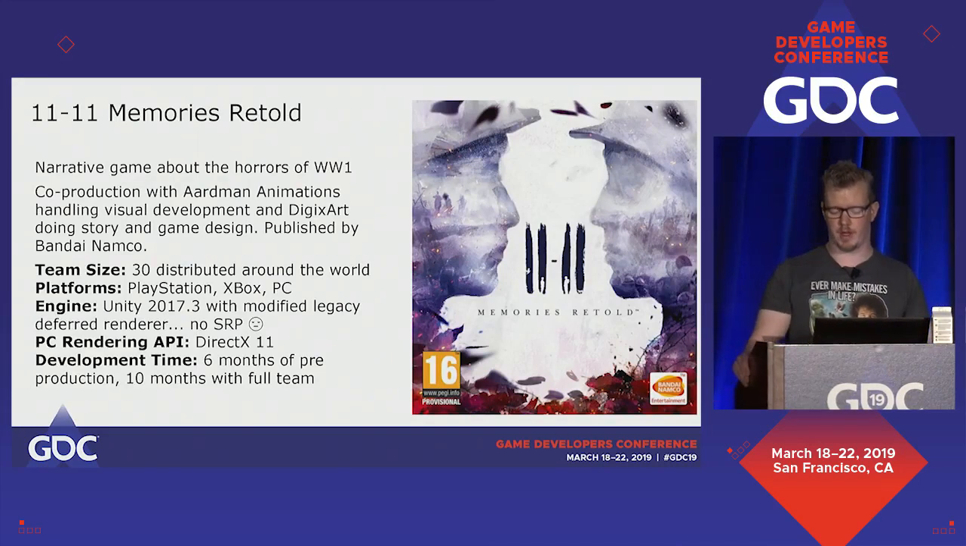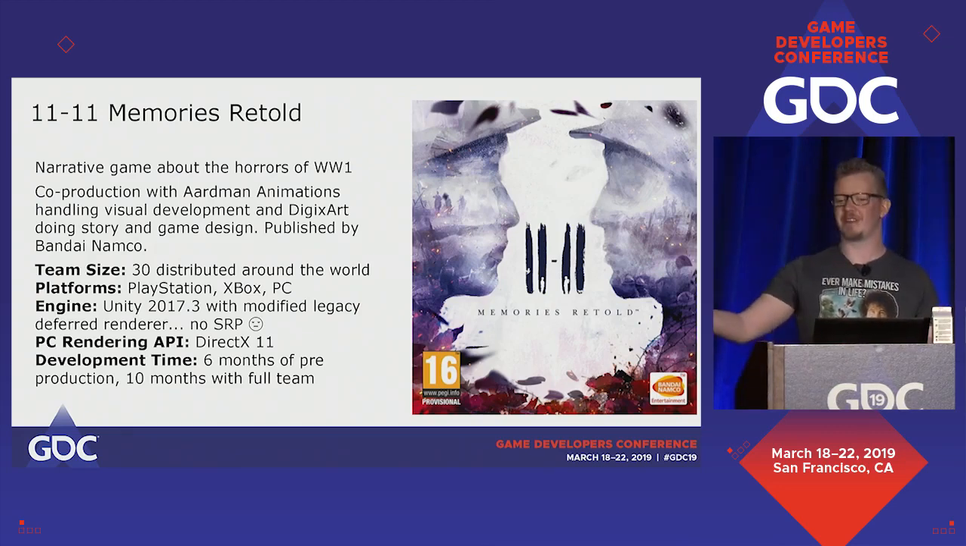We used Unity 17.3 with a modified legacy deferred renderer. And development time was approximately 6 months of pre-production and 10 months of full production. And the game was released in November to commemorate the centennial of the armistice, and hence the name. As you can see, we kind of have the release date in the name of the game, so we could not afford any delays. So that was a very interesting experience, but we managed to do it in the end.